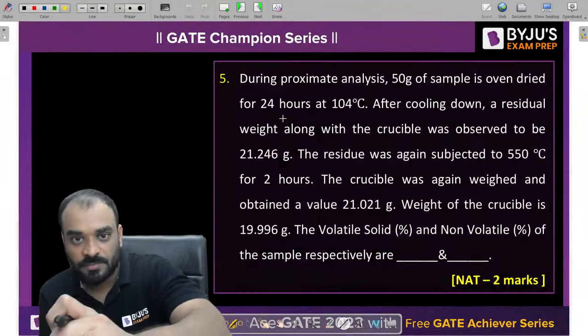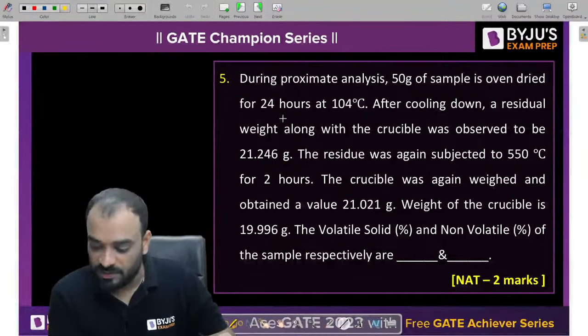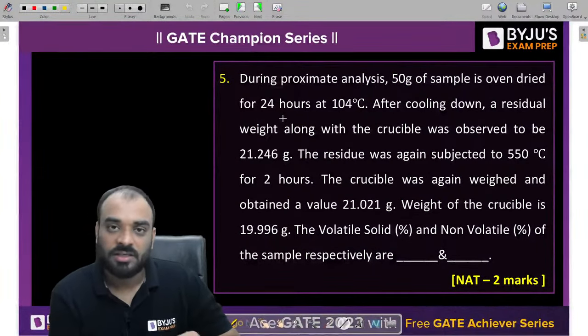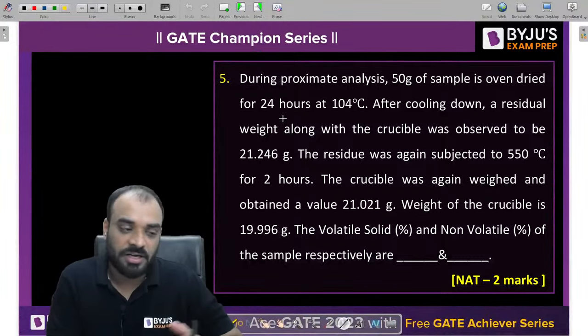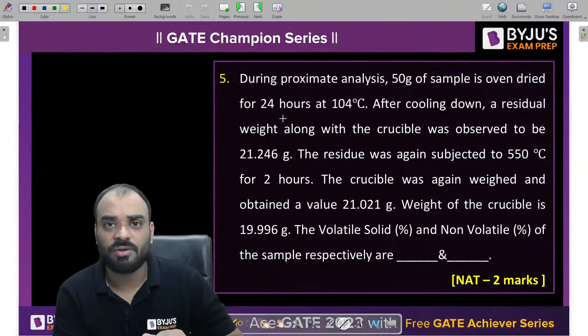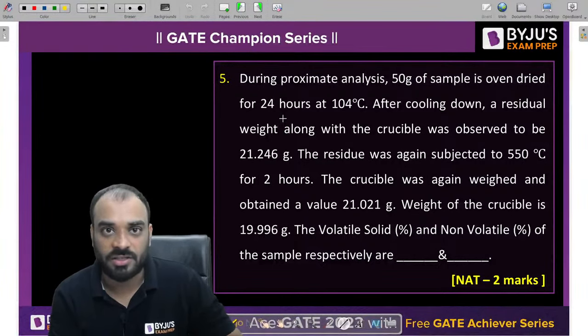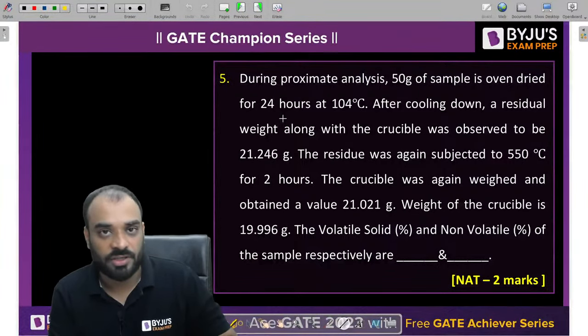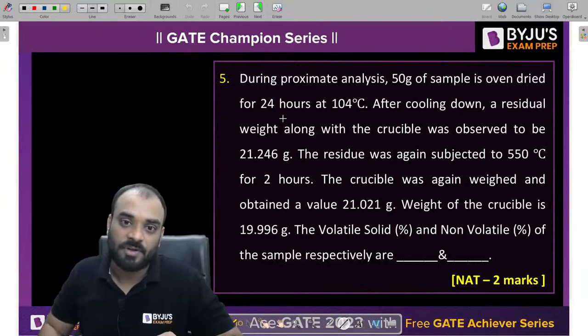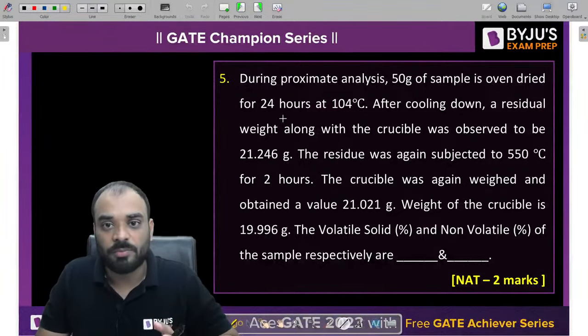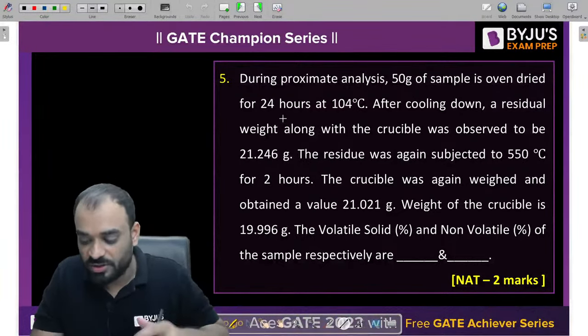Clear? Next question, guys, which is related to the solid concentration, right? Sometimes they also put questions related to the suspended solid concentration, volatile suspended solid, non-volatile suspended solid, and etc. So guys, this particular topic is also important as per your examination. Let's solve this question, guys.